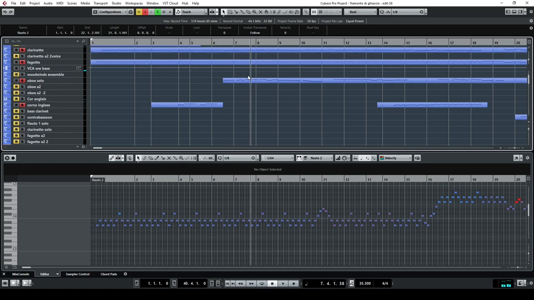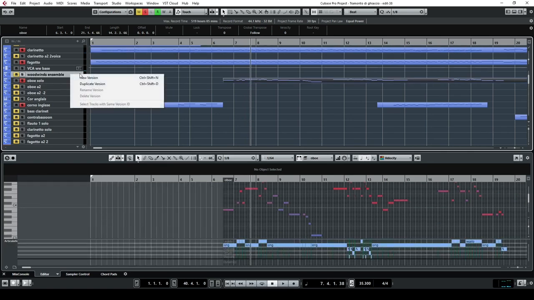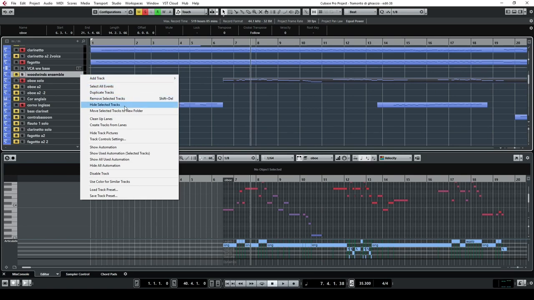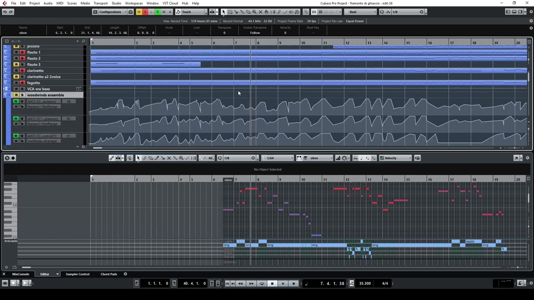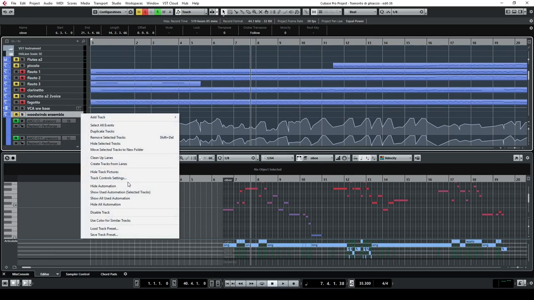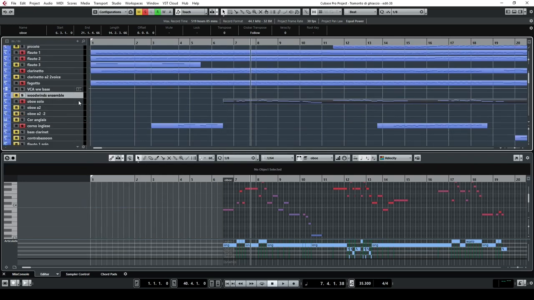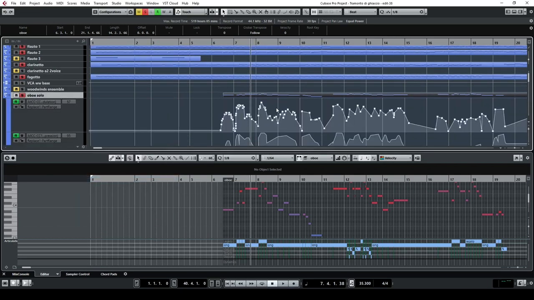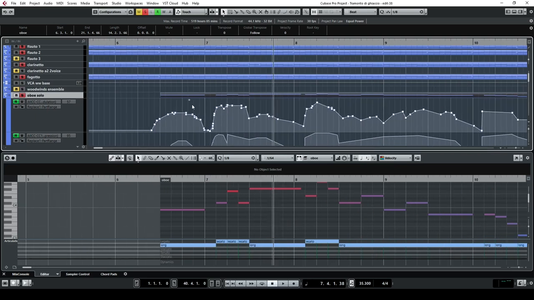So let's give a look, for example, at what I've done here in terms of automations for this oboe. So selected tracks, yes. Which one is this? Okay, no. Idle automation. Is this one show used automation? So you can see that there is really some effort in making these sounds as realistic as possible, either with the use of expression maps, so I'm triggering different types of playing, but also with working with dynamics.